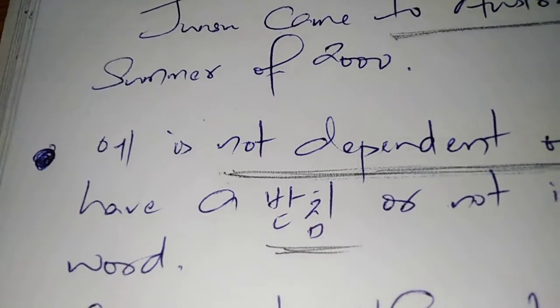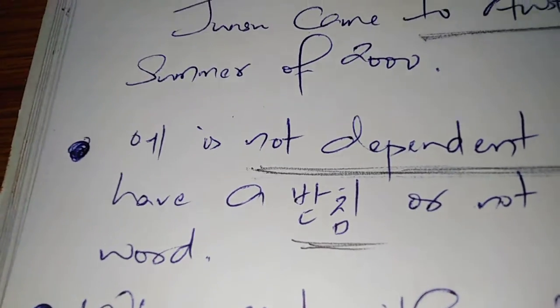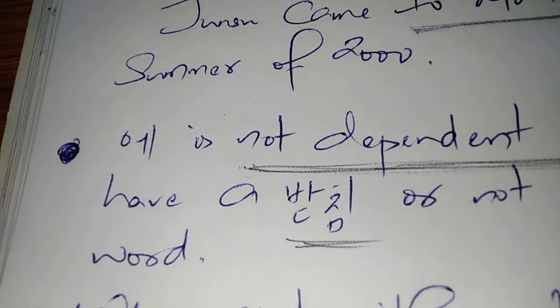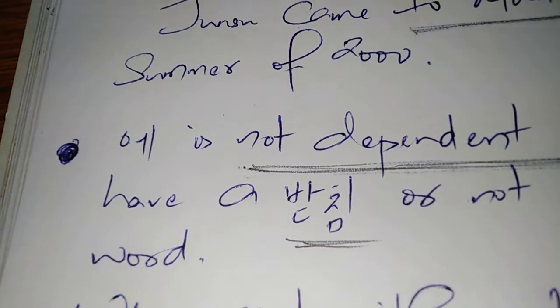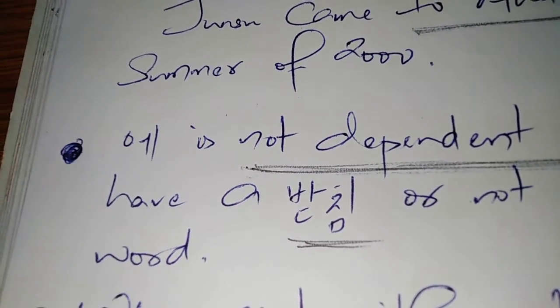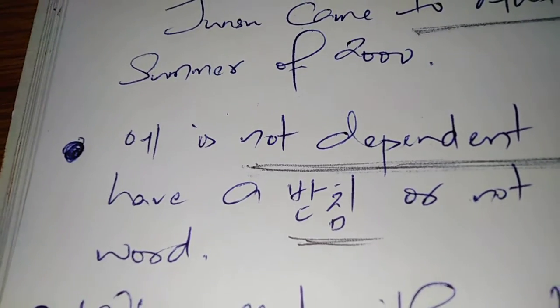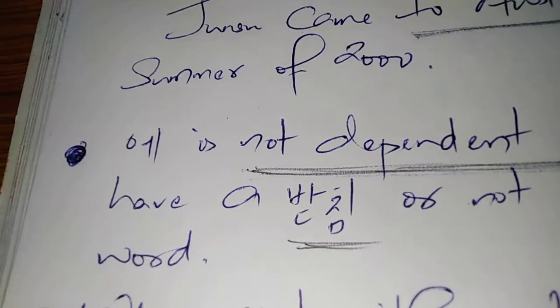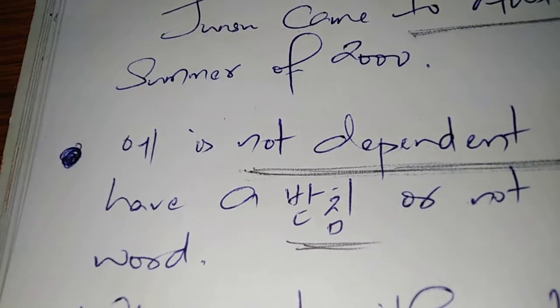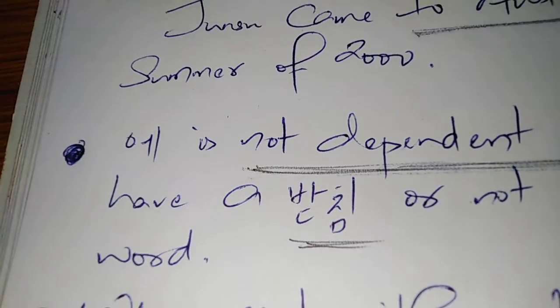The next thing is the same as I told earlier, 에. When it comes to place, when you're indicating location, 에 is used in place of to, as in English.